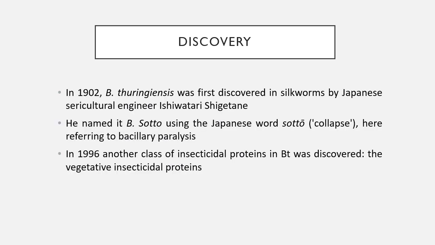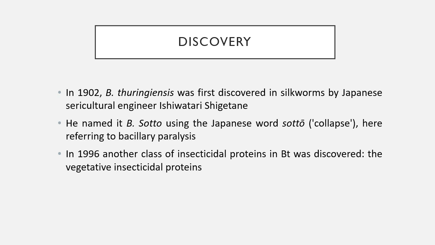Okay, let's start with the discovery first. In 1902, Bacillus thuringiensis was first discovered in the silkworms. It was discovered by the Japanese sericultural engineer named Ishiwatari Shigetane. He named it Bacillus sotto because the Japanese word sotto means collapse. Here it refers to the bacillary paralysis.